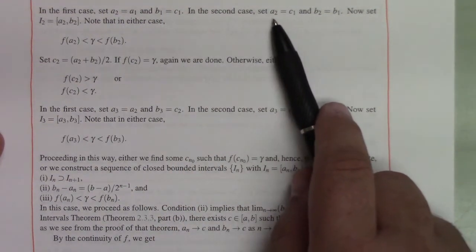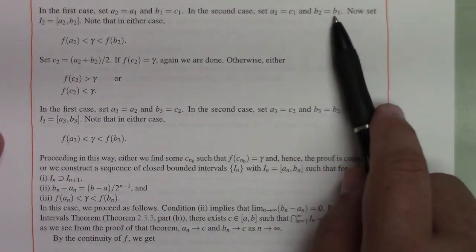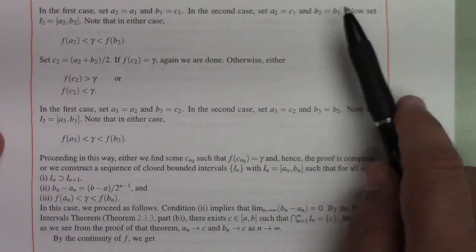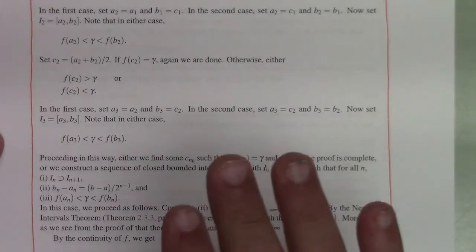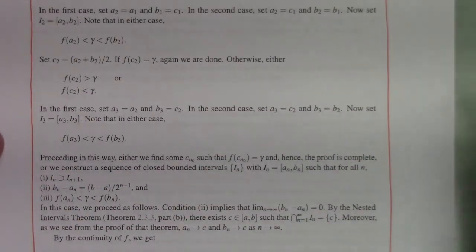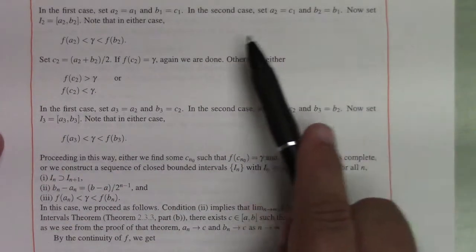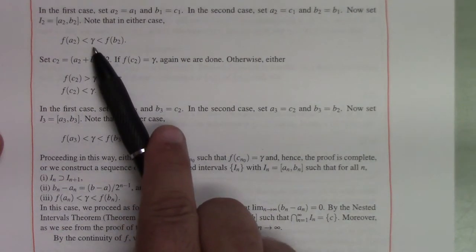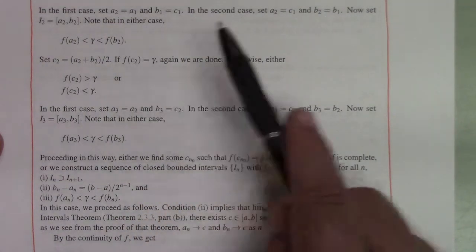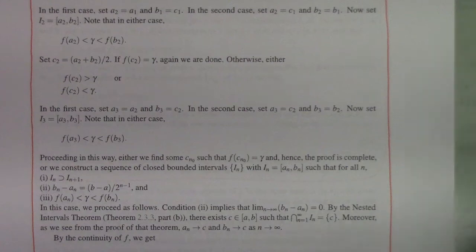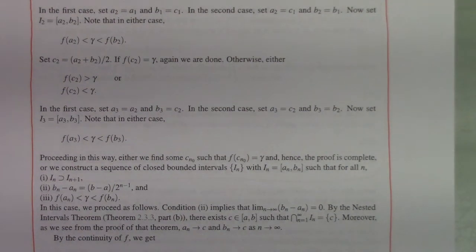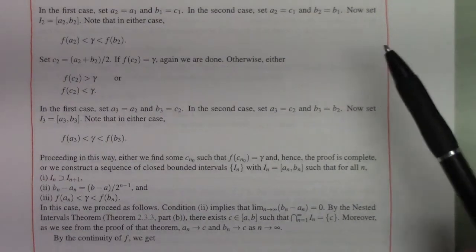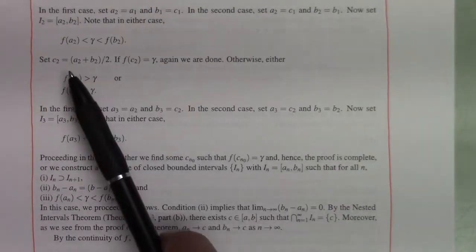In the second case we set a2 equal to c1 and b2 equal to b1. In other words, we're either moving down the right endpoint or scooching up the left endpoint, such that in either case we have that f of a2 is less than gamma is less than f of b2. So basically you're just conspiring to keep zooming down such that the intermediate value is still intermediate to the new subinterval. And then he just repeats this process again.